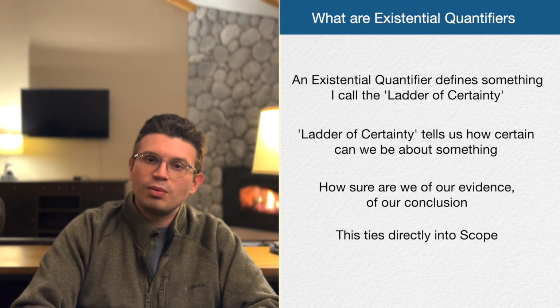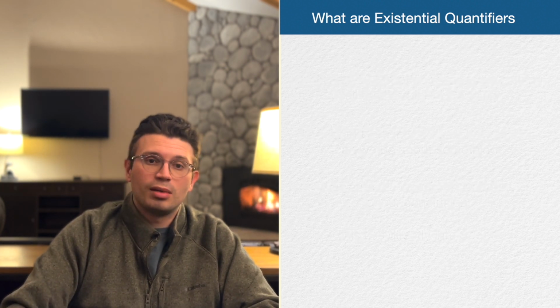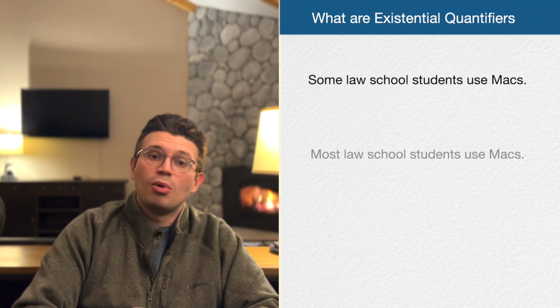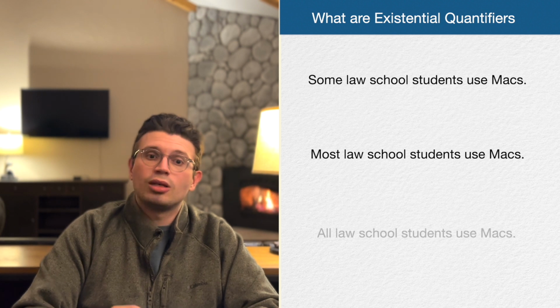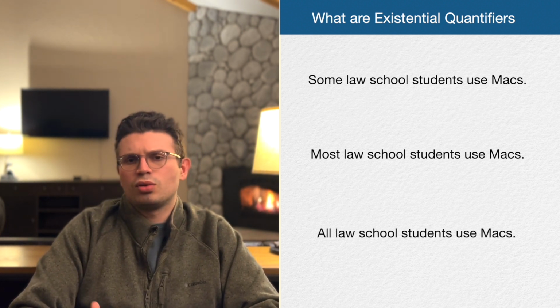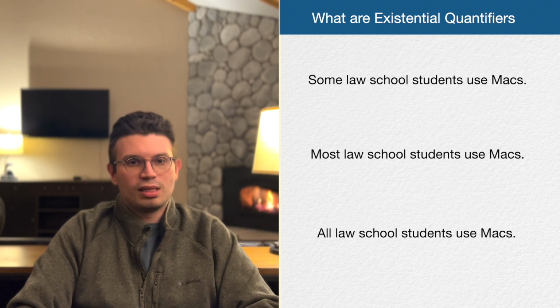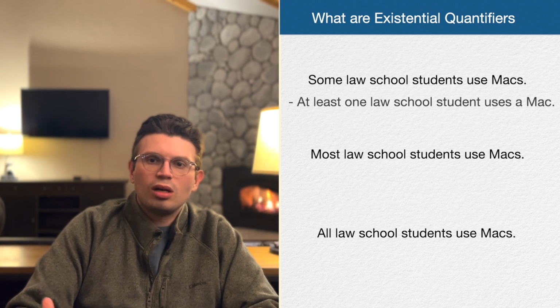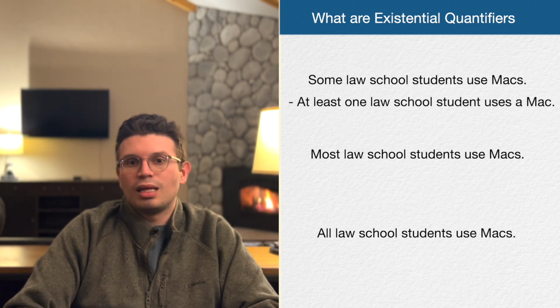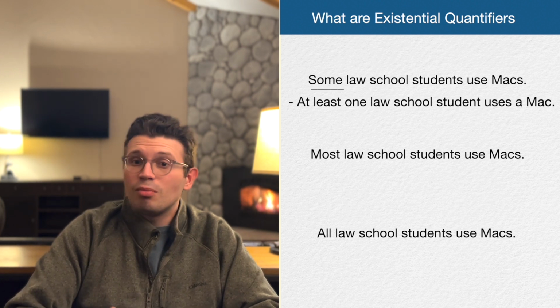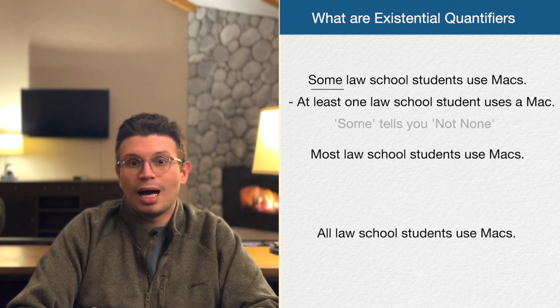So let's begin with a basic example and see what we can learn from it. I've got up here, some law school students use Max, most law school students use Max, and all law school students use Max. For the first one, some law school students use Max, that's pretty ambiguous, isn't it? All that's saying, in the literal sense of the LSAT, is that at least one law school student uses Max. That's our first existential quantifier. It's some. Some really tells you nothing besides not none.